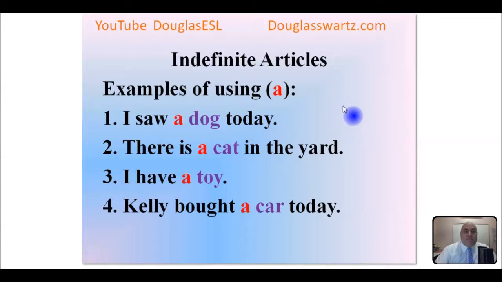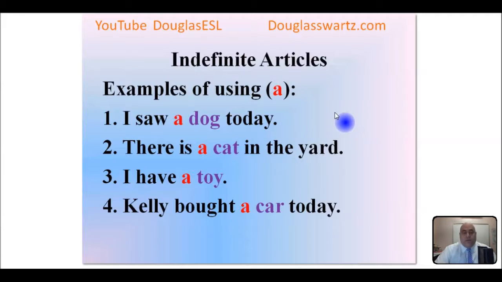Okay, here's some example sentences of indefinite articles. Number 1, I saw a dog today. So you would use this if you saw any dog at all, not a specific dog or a dog that you know. Just if you saw one of many dogs in the world, you would simply use the indefinite article a. And of course, with the word dog with a consonant sound, a is the proper usage. I saw a dog today.